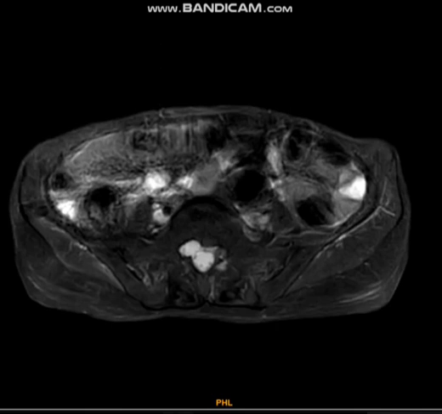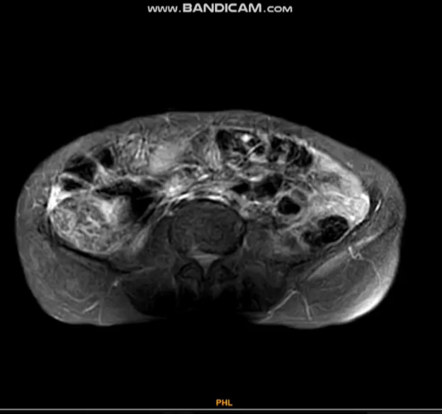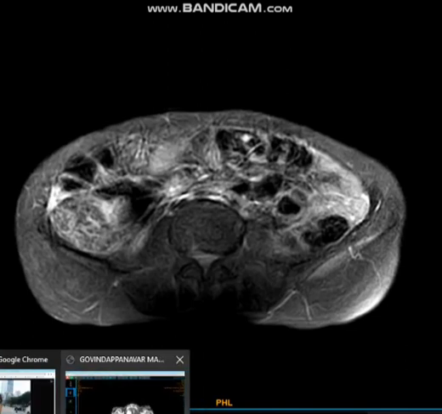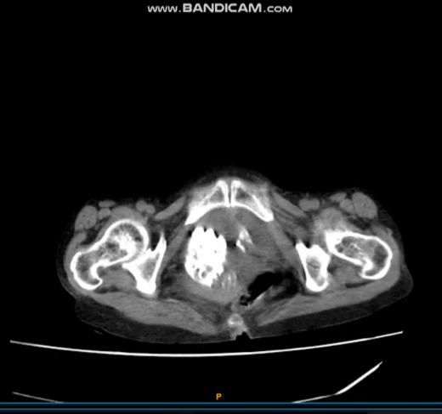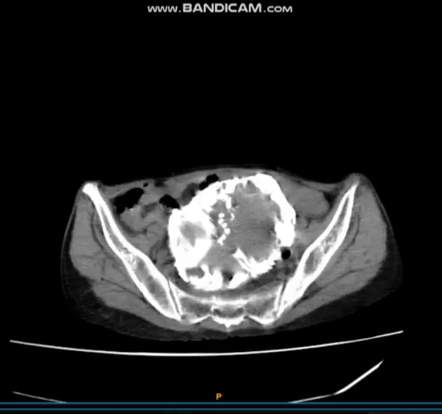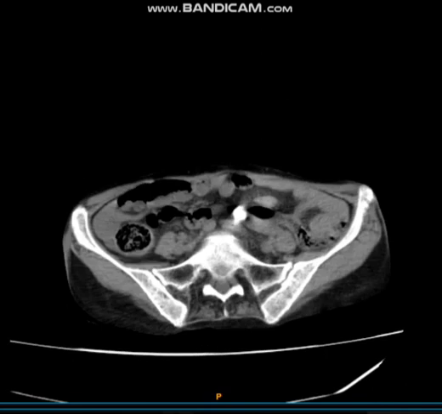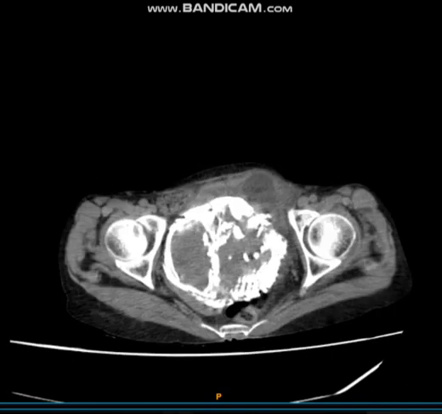This is a case of a lithopedion in a 75-year-old lady who has 6 living children, presenting with urinary obstruction.